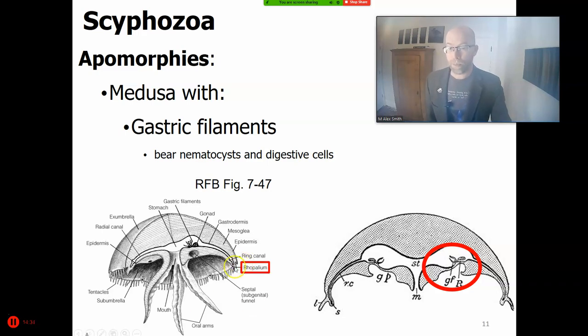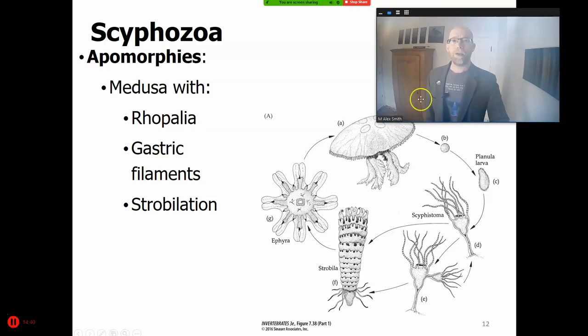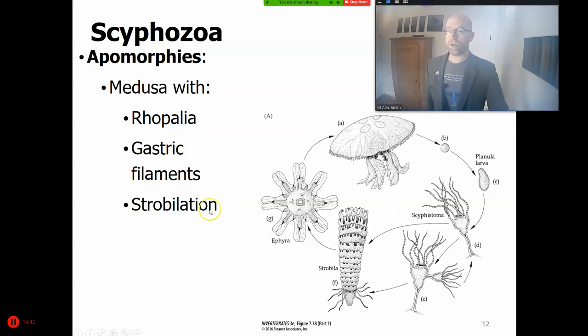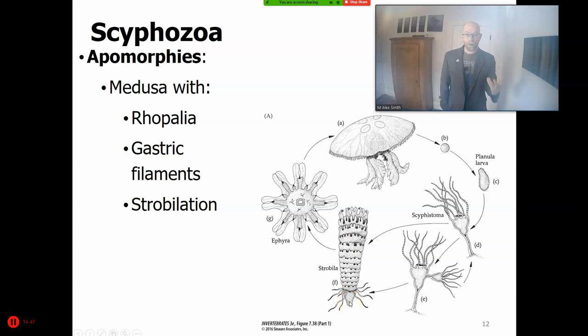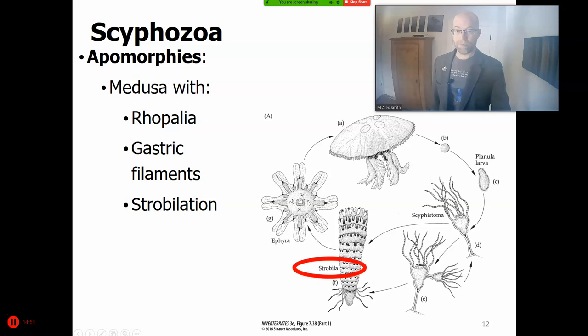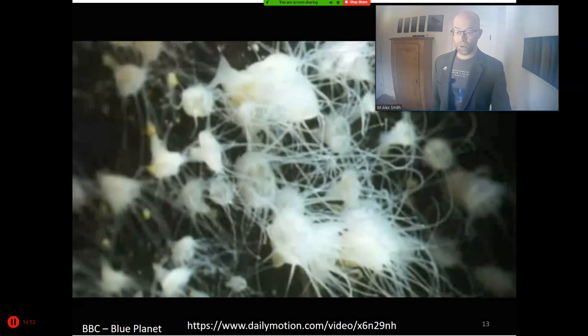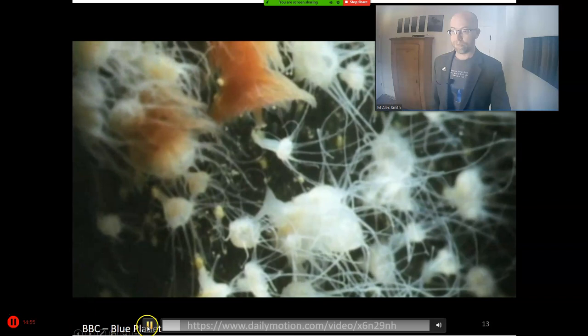There's another look at the rhopalium and the gastric filaments. So, strobilation. This is this tower here. So a brief polypoid stage that turns into strobila. Life reacts to the blooming sea.